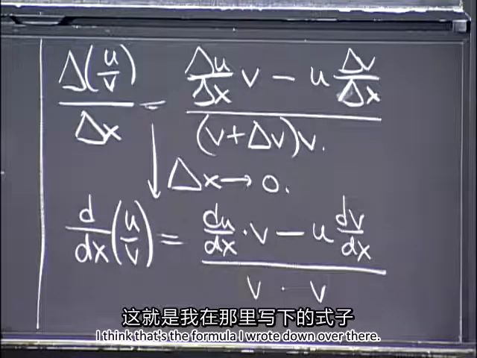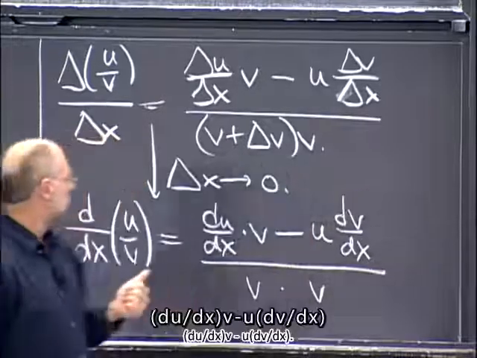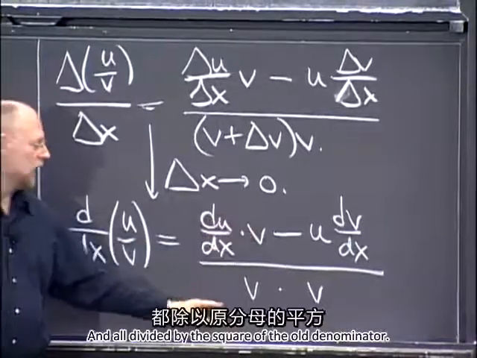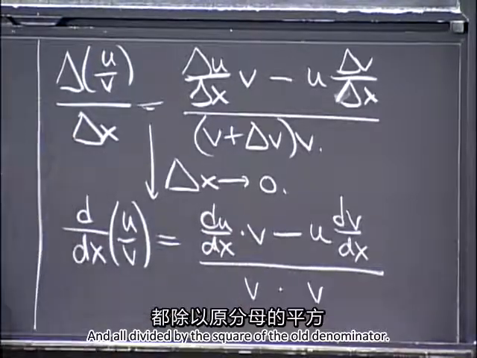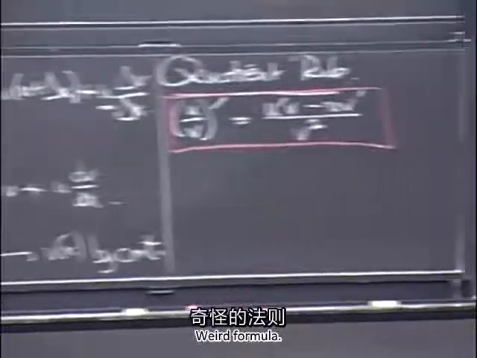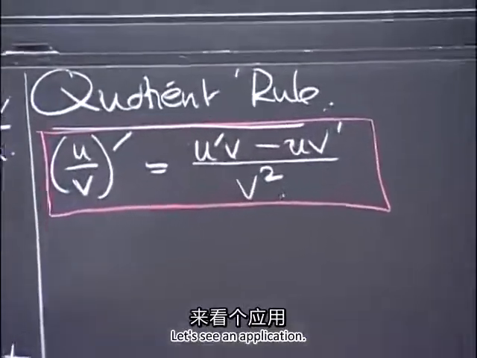I think that's the formula I wrote down over there. The derivative of U times V minus U times the derivative of V, all divided by the square of the old denominator. Well, that's it. That's the quotient rule. Weird formula. Let's see an application. Let's see an example.